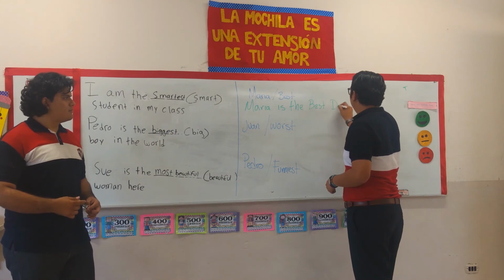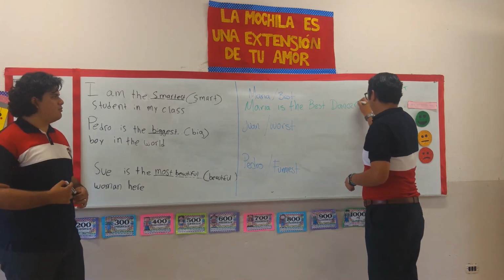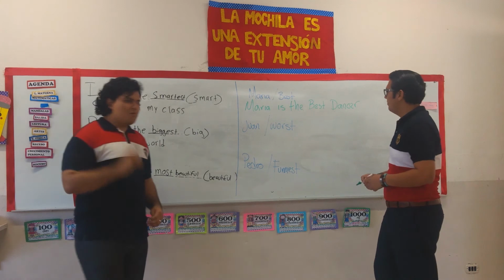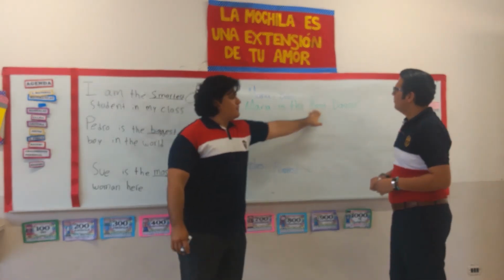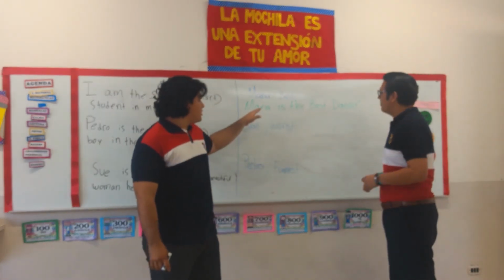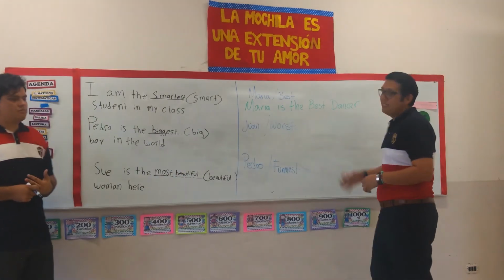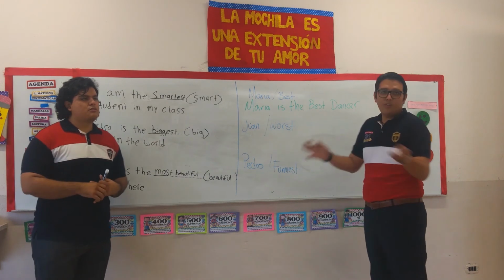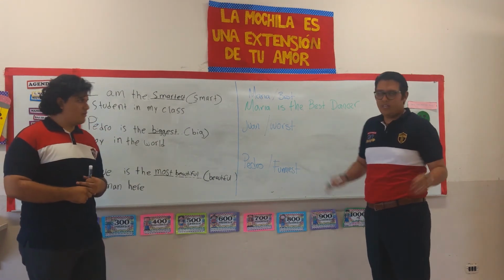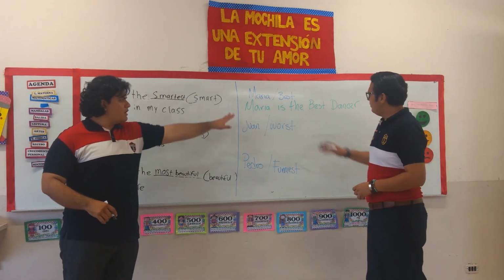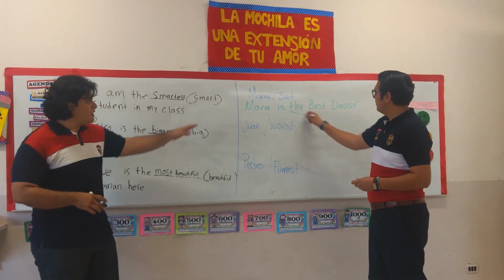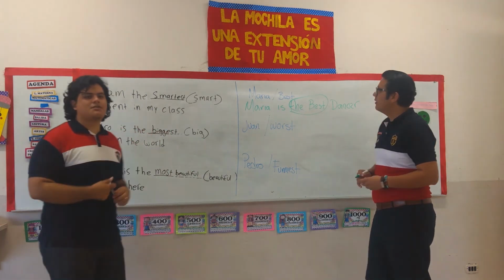Yes, that would be one of those possible answers. Remember, the most important thing is to have the best and write in this order. Maria is the best. It could be the best dancer, the best singer, the best fisherman, the best anything as you want, okay? But remember, the most important is the order in which you wrote it. If you wrote it like this, then it's correct.